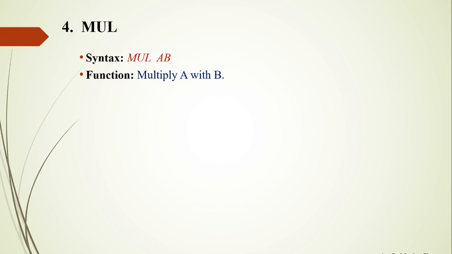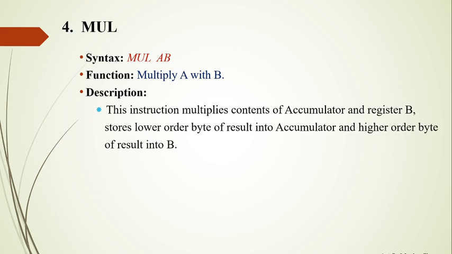The function of this instruction is to multiply A with B, or multiply the content of the accumulator with the content of B. This instruction multiplies the contents of the accumulator and register B and stores the lower order byte of the result into the accumulator and the higher order byte of the result into B. As after multiplication the result may be more than 8 bits, this provision is made. In this instruction the carry and overflow flags are always clear.